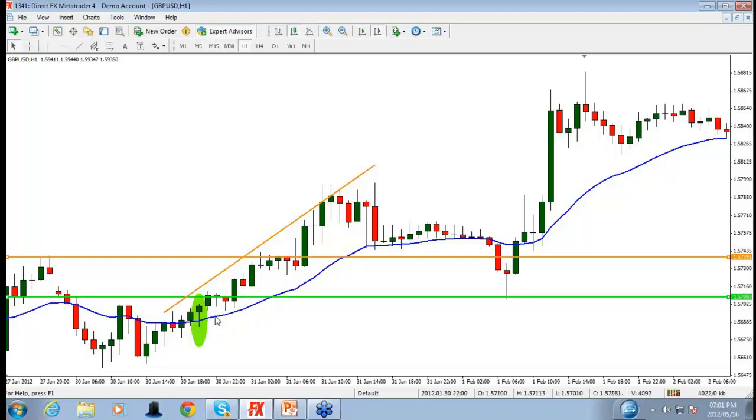And it took 1, 2, 3, 4, 5, 6, 7 hours, and I got my pips that I was looking for, 31 or 30 pips right there.